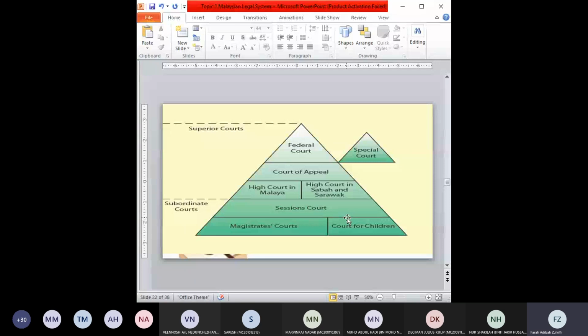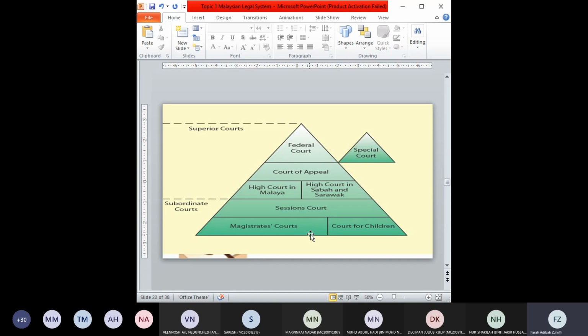The lowest one is the Magistrate Court, and we also have the court for children, which is Mahkamah Kanak-Kanak, and this court is on the same level as the Magistrate Court. So cases involving children are usually heard by the magistrate. And then up one level, we have the Sessions Court, Mahkamah Sesyen. And then we also have the High Court.